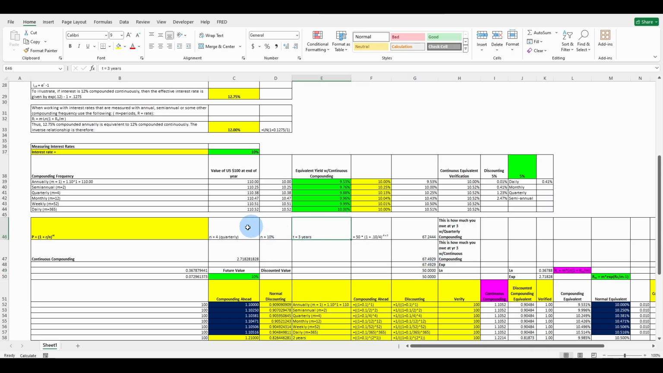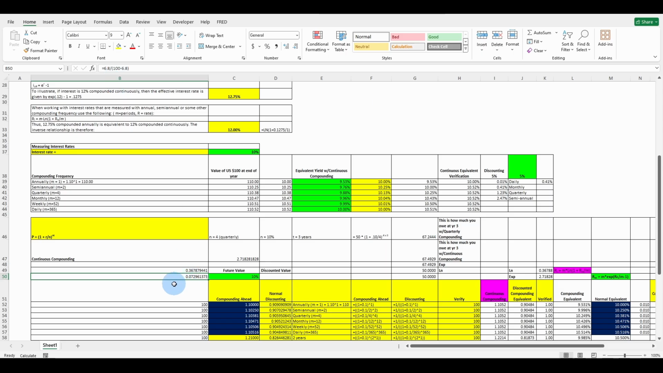Here's some formulas. 50 times 1 plus, we're using 10% on a quarterly basis. This should be this number right here. 3 years, 10% quarterly. I kind of winged it when I put this together long ago. And then the numbers here, 1 divided by C47 is this number here. And then this is 6.8, 100 by 6.8.